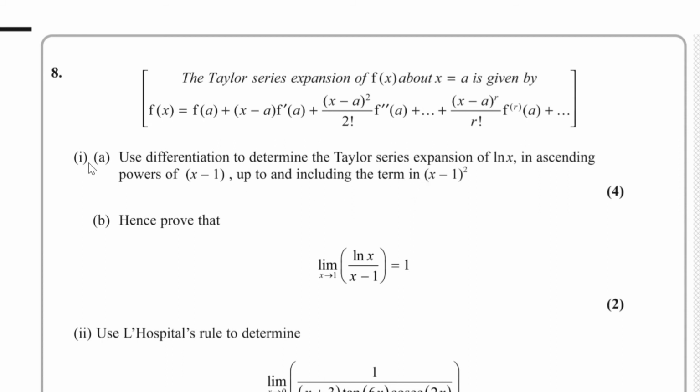For question 8, for the part A of the first part, we have to use differentiation to determine the Taylor series expansion of the natural log of x in ascending powers of x minus 1 up to and including the term in x minus 1 squared.